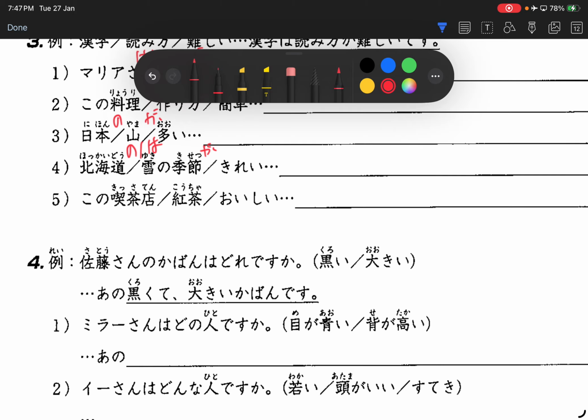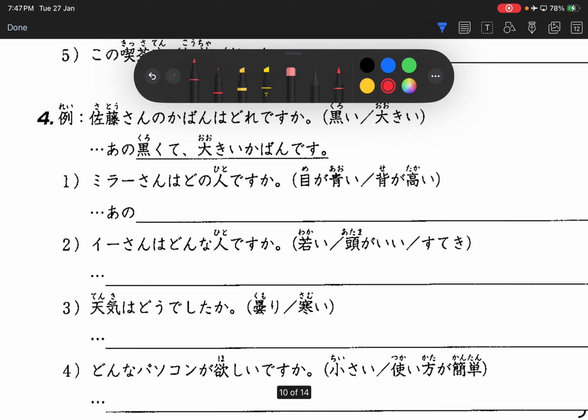Okay? Number 4. 佐藤さんのカバンはどれですか？黒い、大きい。Yes, Jasmine. Oh, sorry, that's the example, sorry. So the answer is 黒くて大きいカバンです。Right? We just changed one of the i adjectives to something くて, which is a te form for i adjective. So we can just くて, then finally we end off with one i adjective.